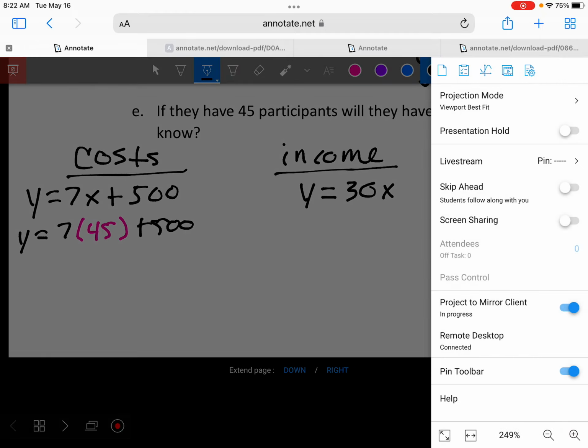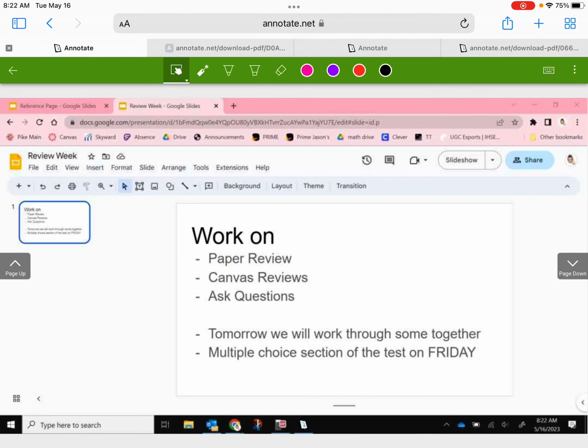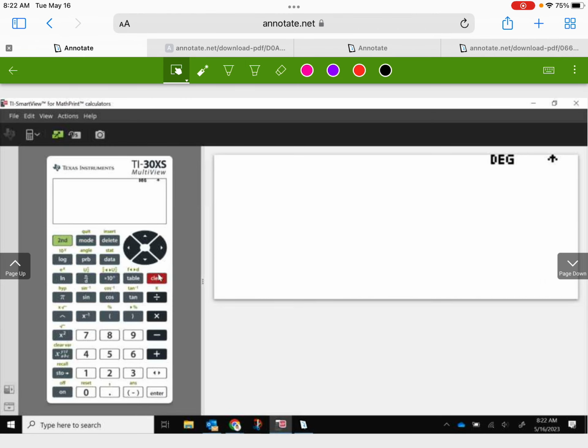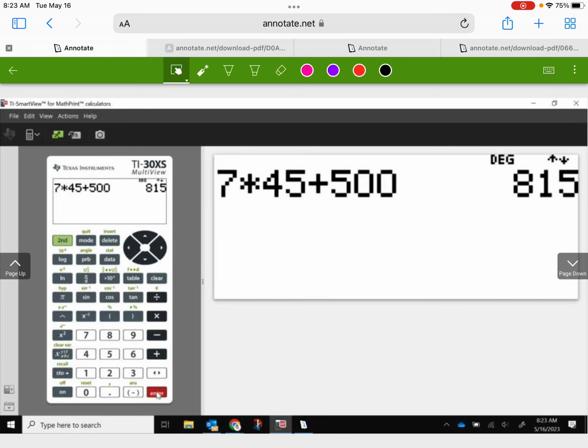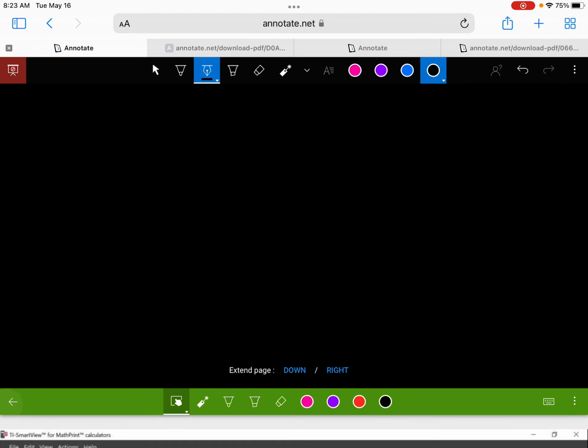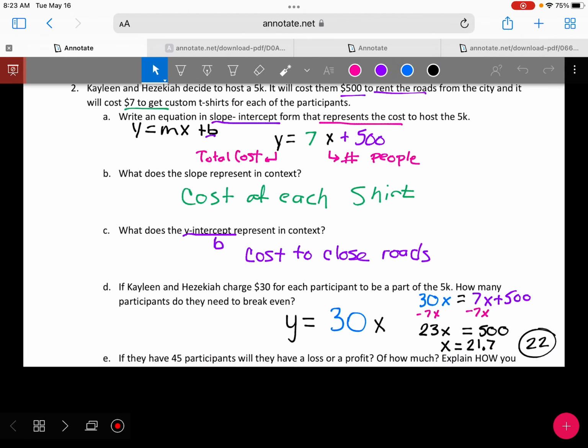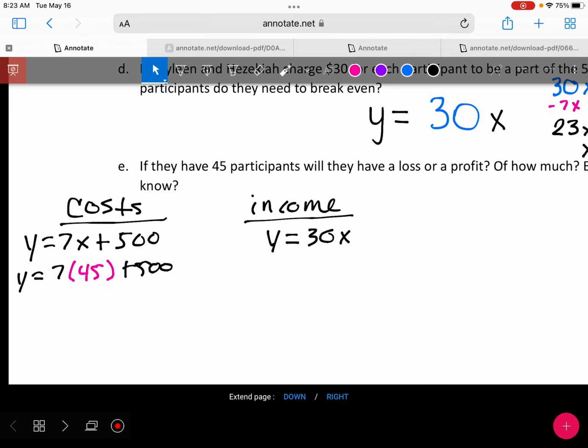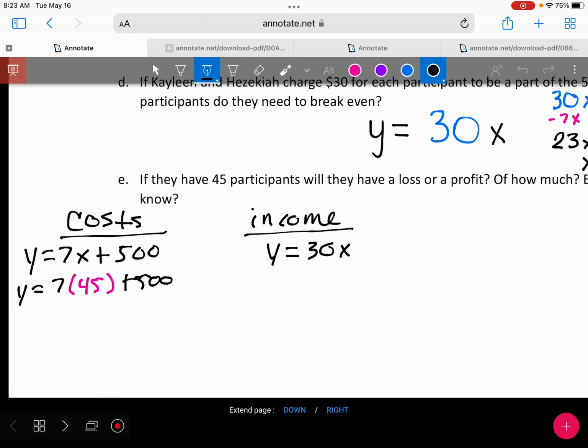And we can put that in the calculator because I don't want to do that in my head. 7 times 45 plus 500. 815. So our y is our total cost, 815. We do the same thing for our income. Y equals our 30 times 45.